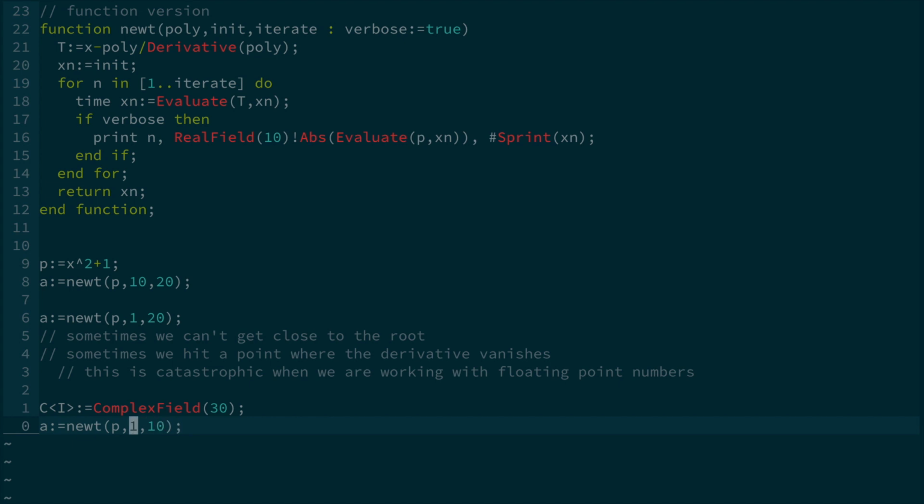And where should we start? So maybe 1 plus I. So I is just the imaginary number in my complex field. And I'm going to start at 1 plus I. I'm going to do 10 iterations for this polynomial.